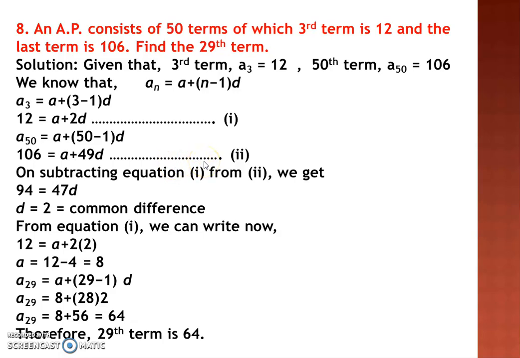So 1 and 2 you have to solve. You can use elimination method. By subtracting, A will get cancelled out and you will get D value as 2. That is the common difference. Using A and D value, then you can substitute in any one of the equations the value of D and you can get the value of A as 8. So first term is 8 and common difference is 2. Then you can find 29th term, that is A29 is A plus 28D. So substituting A and D here, you will get A29 as 64. That is 29th term of the AP is 64.